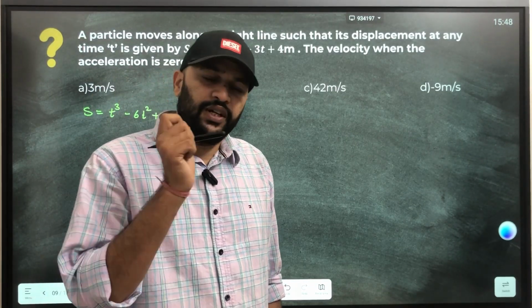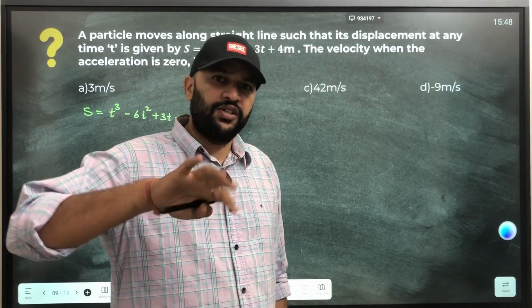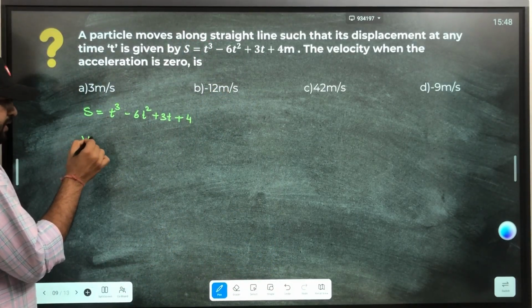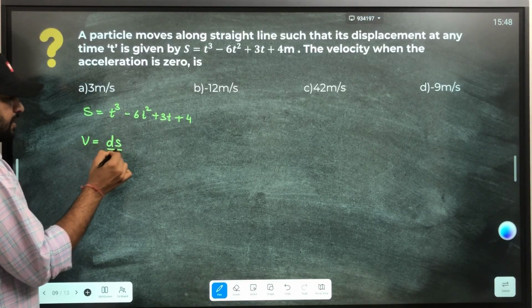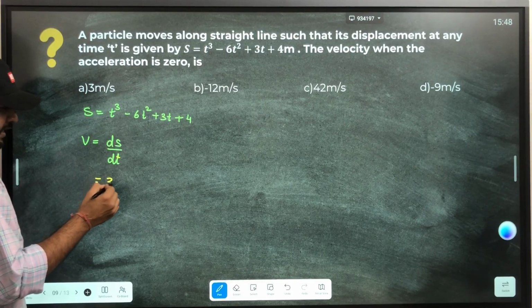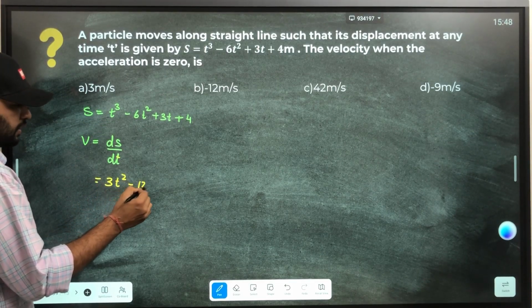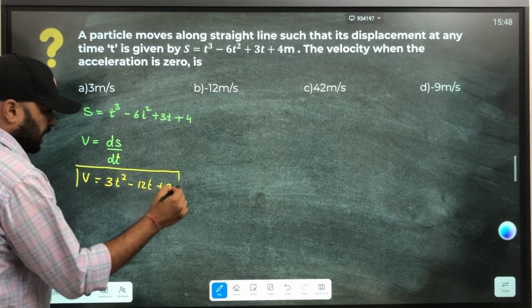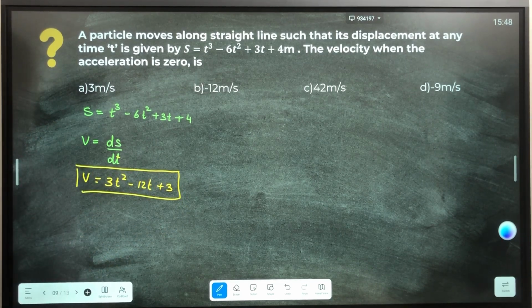So what we will do, we will differentiate it once, and differentiate it twice also to get the value of acceleration. So first we will differentiate it once to get the velocity of the particle, so ds by dt, and how much you get? So it will be 3t square minus 12t plus 3. That is our velocity of the particle. I hope this is clear. This is the velocity of the particle, right?